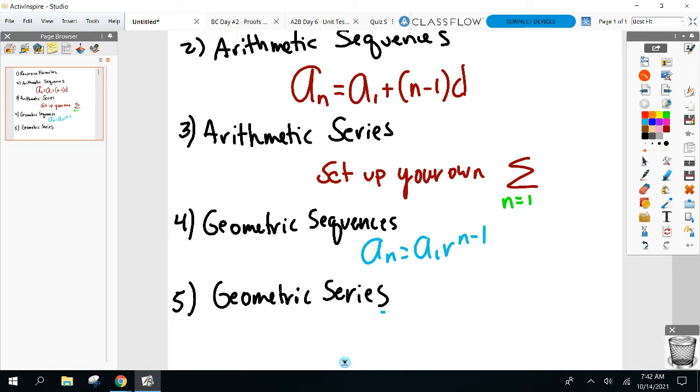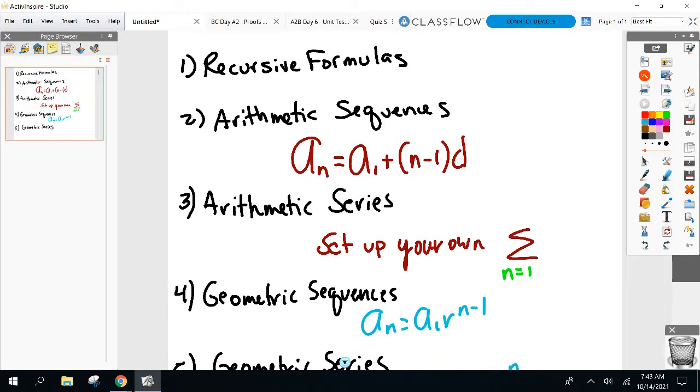Again, this formula is on the formula sheet. S for sum, what was it? A1 minus A1 times r to the n, over 1 minus r. Those are the 5 topics on there tomorrow.